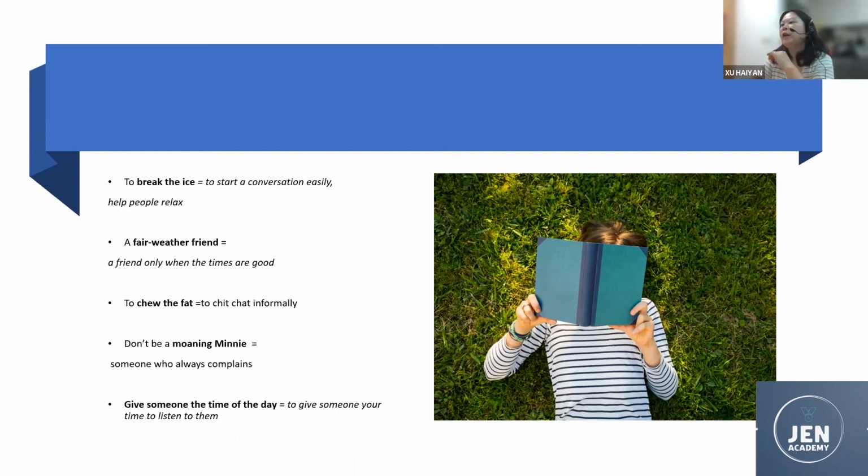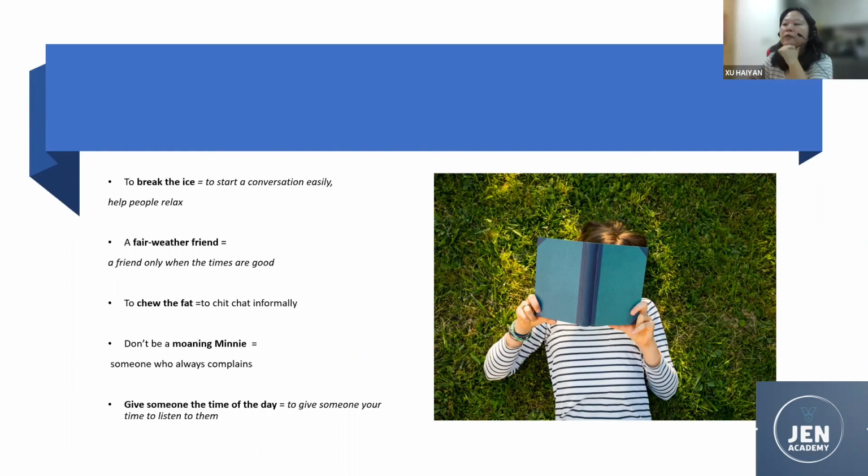The next one is fair weather friend, which means a friend only when times are good. When times are not good, they're not your friend. They only want to be your friend because you are in your good time. Okay. The next one is chew the fat, which means to chit chat informally. So you can say, tomorrow if you're free, feel free to drop by, then we can chew the fat, which means you can come over and chit chat a little bit.